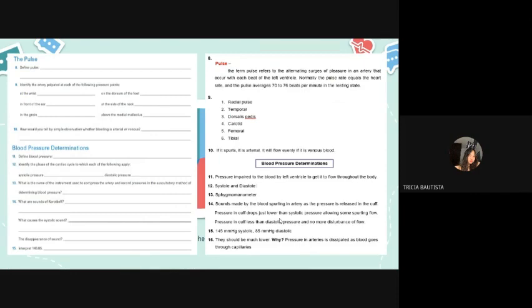And number 9, identify the artery palpated at each of the following pressure points. At the wrist, we have the radial pulse. In the front of the ear, we have temporal. In the groin, we have dorsalis pedis. And on the dorsum of the foot, we have carotid. At the side of the neck, it is called the femoral. Above the medial malleolus, we have tibial.